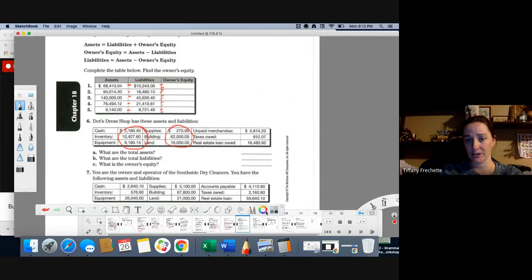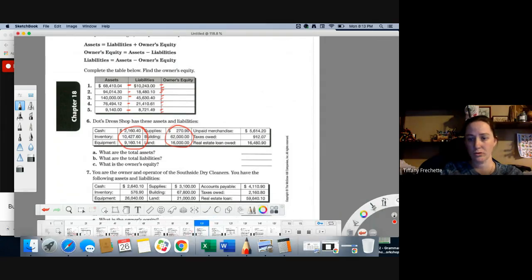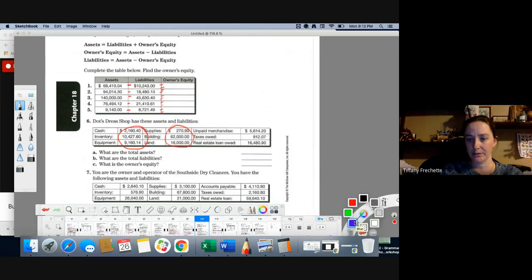And I'm actually going to change the color on this real quick. Oh, there we go. I couldn't see the little toolbox. So these are liabilities. So unpaid merchandise means that we owe that to someone. Taxes owed, again, we owe that to either the state or the federal government. Real estate loan owed, so this is having to do with our loan payment for the real estate that we're using.